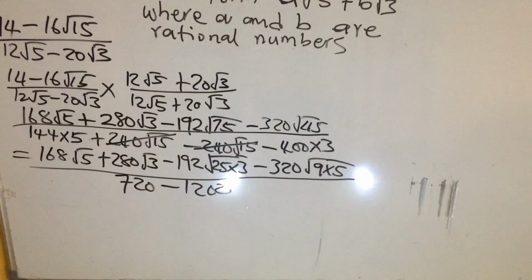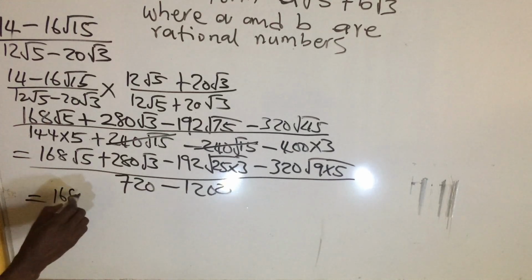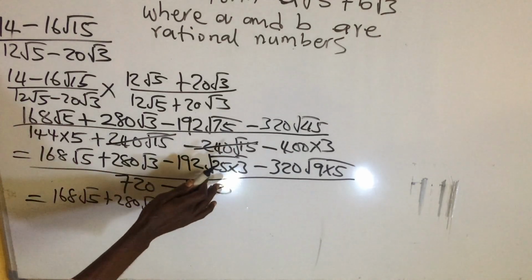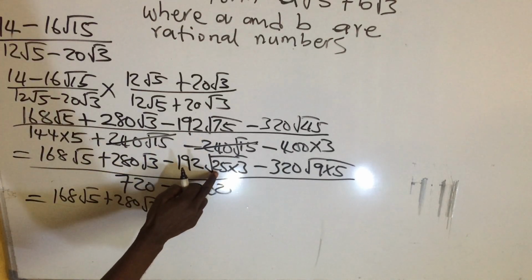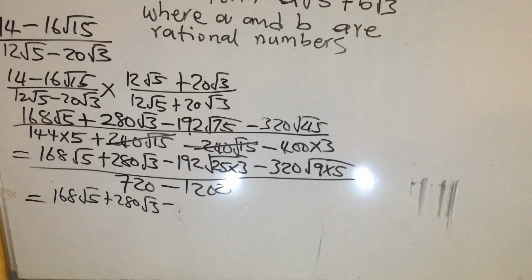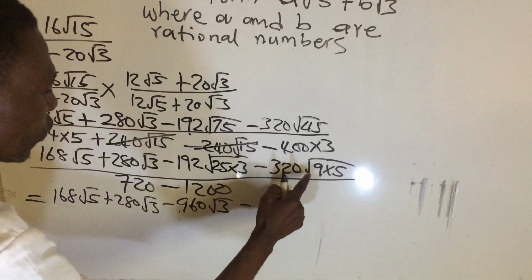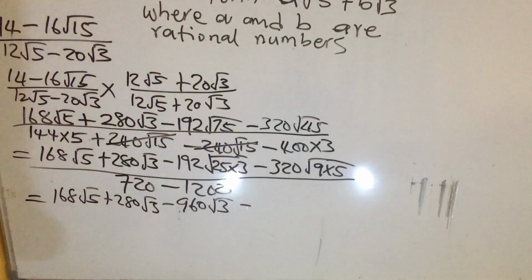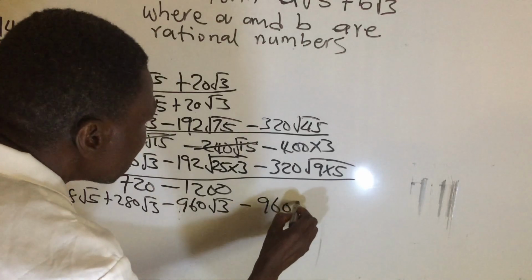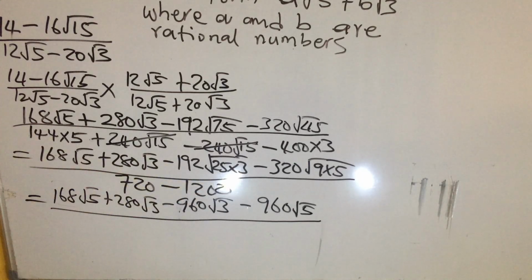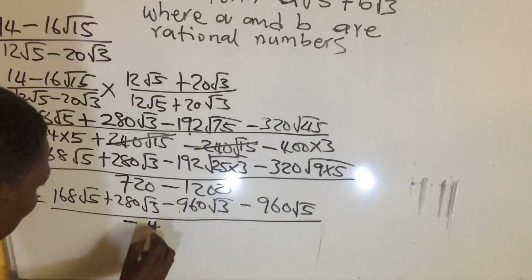1200, which will now be equal to 168 root 5 plus 280 root 3 minus 192 times root 25, root 25 here is 5, 5 times 192 is 960, 960 root 3 now, minus 320 times root 9, root 9 here is 3, 3 times 320 is still 960, 960 root 5, all over 720 minus 1200, which is now minus 480.